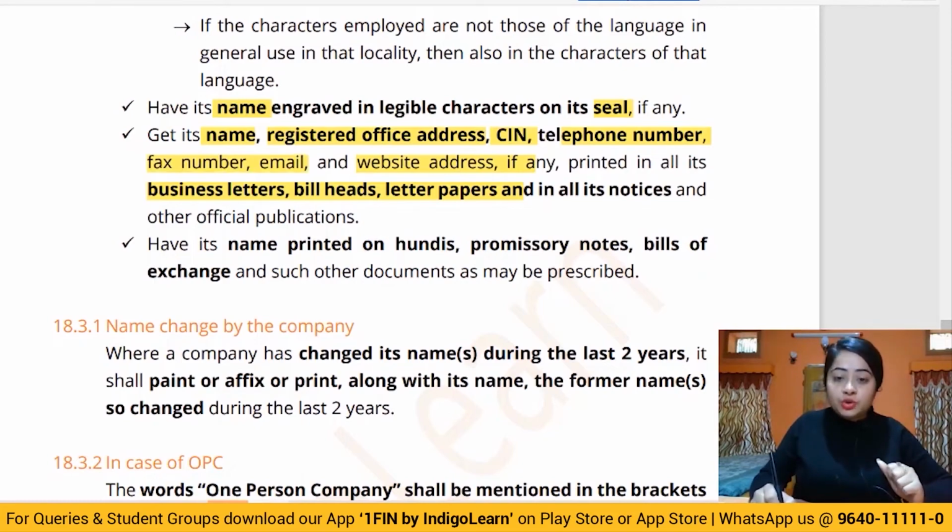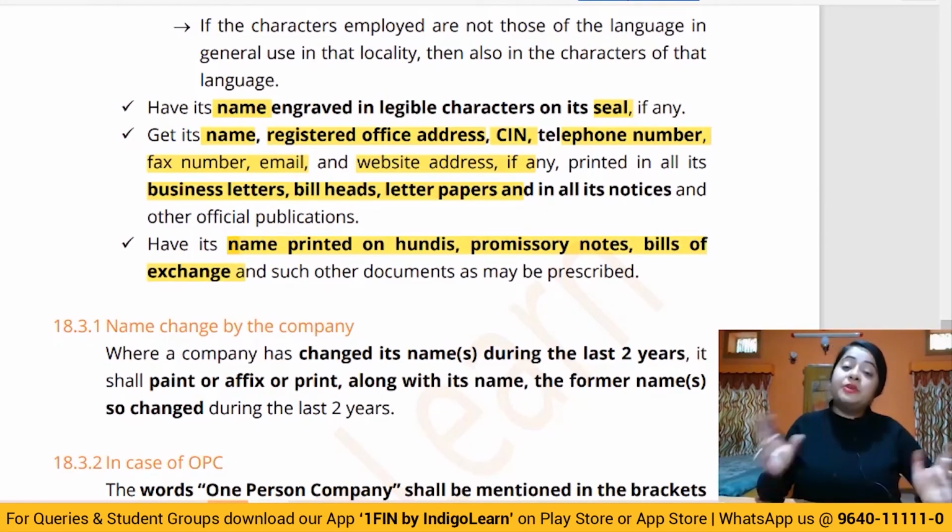on each of these documents that the company is using. The company should have its name printed on the different hundis, bills of exchange, and negotiable instruments that the company is using, right? Now, if suppose the company has changed its name in the last 2 years, then the previous name should also be stated on these banners outside the company.